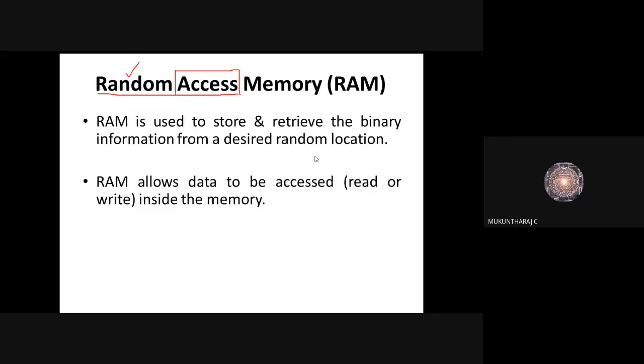RAM allows data to be accessed. Here accessing means reading and writing operation. So it is a read-write memory, which means you can do read operation as well as write operation. You can store the data and also read the data from the memory. It is an example for volatile memory. So RAM is called volatile memory.